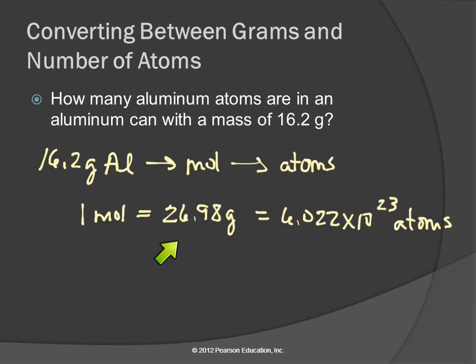You can do this with any element. And so there's actually different things tied together here, 3 different things. And so, yes, we could go from grams to moles, and then go from moles to atoms. Or we could go directly from grams to atoms, because we know that 26.98 grams is equal to this many atoms. So that's the one I'm going to show you.